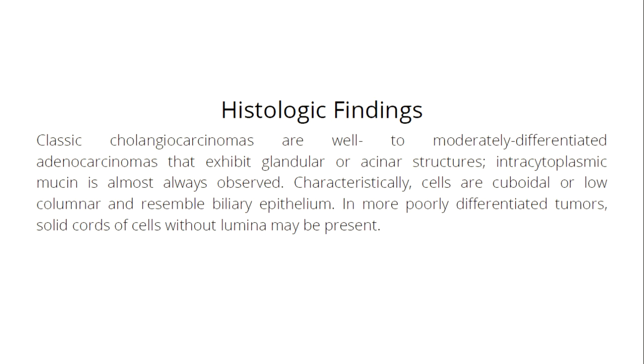The histologic findings. Classic cholangiocarcinomas are well to moderately differentiated adenocarcinomas that exhibit glandular or acinar structures. Intracytoplasmic mucin is almost always observed. Characteristically, cells are cuboidal or low columnar and resemble biliary epithelium. In more poorly differentiated tumors, solid cords of cells without lumina may be present.